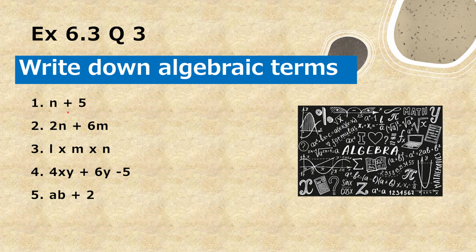Now let's see. First expression is n plus 5 and they are separated by addition symbol, so it has two terms. In second expression, again we have two terms. Now in third expression we have multiplication symbol, so it will be considered as one term. Now again in fourth part, 4xy plus 6y minus 5. There are three terms. First term is 4xy, second term is 6y and the third term is 5. And in last part we have ab plus 2. It has two terms.